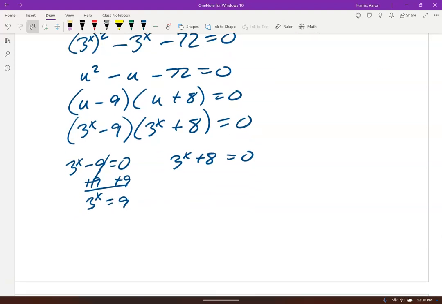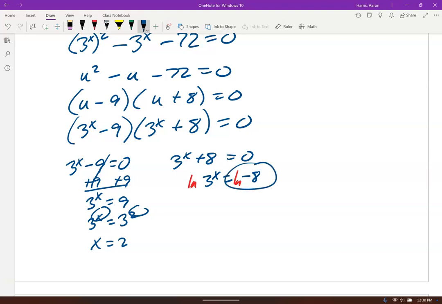So we have 3 to the x equals 9. Well, we know 9 is 3 squared, so x has got to be 2. And then over here we got 3 to the x equals negative 8. So I'm going to go ahead and take the natural log of both sides, ln. And right here is a problem. I cannot take the natural log of negative 8, right? Here's the natural log of x. X got to be positive. I can't take the natural log of negative 8. So that one won't produce an answer. So the only one that works is 2.